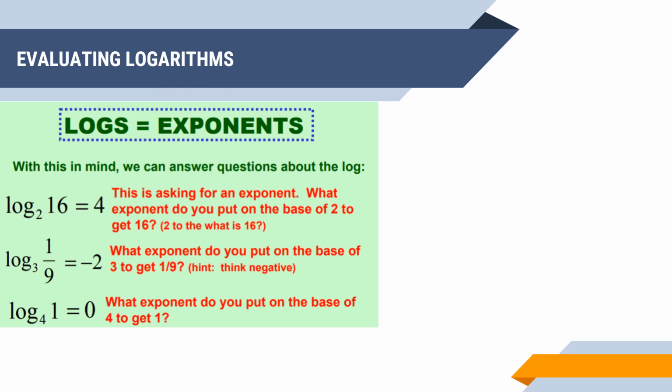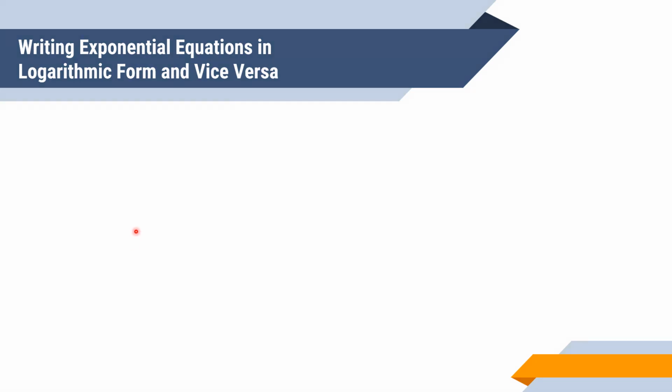So the question here is, how do we rewrite exponential equations to logarithmic equations? Or how do we write from the exponential form to logarithmic form? So for instance, we have y equals b exponent x. So again, this is our exponential form.